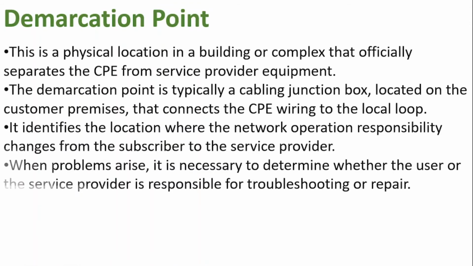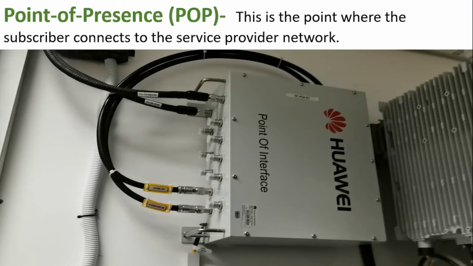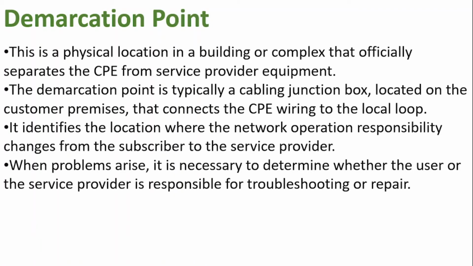The demarcation point is a physical location in the building or complex that officially separates the CPE, or the customer's premises equipment, from the service provider equipment. This is the demarcation point of our network. The demarcation point is typically a cabling junction box located on the customer premises that connects the CPE wiring to the local loop.